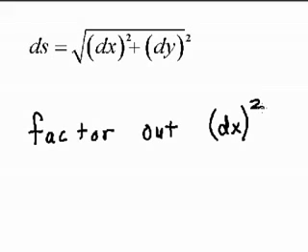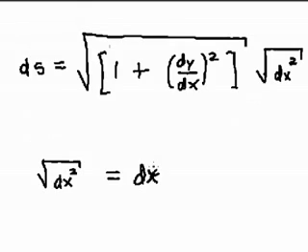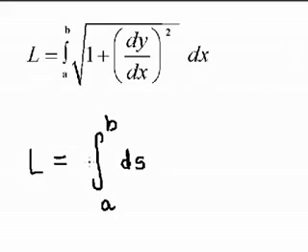Now here's our formula for ds in terms of the distance formula and the Pythagorean theorem. And we need to factor out dx squared in order to rewrite this formula in a useful way in order to find a formula for the length of a curve. This is mostly just algebraic manipulation. So this is what we do. We factor out the dx squared. The square root of dx squared is just dx. And this helps us to simplify our formula in terms of the derivative dy dx.